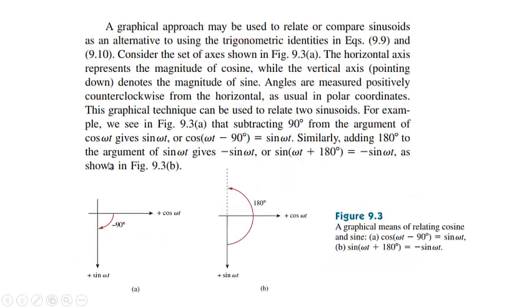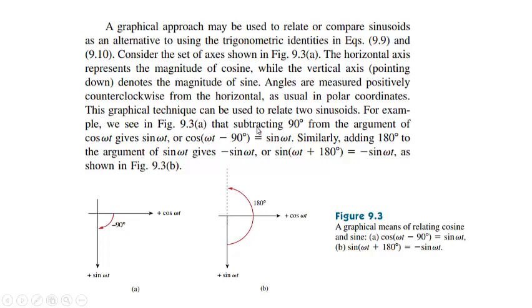One more important thing is the graphical representation of the sinusoids. A graphical approach may be used to compare sinusoids as an alternative to the use of trigonometric identities. If you are not able to understand or remember these trigonometric identities, we can use the graphical approach. The horizontal axis represents the magnitude of the cosine, while the vertical axis denotes the magnitude of the sine, but it is pointing downwards. Angles are measured positively counterclockwise. That is the usual trend. Counterclockwise angles are taken as positive, and clockwise angles are taken as negative.